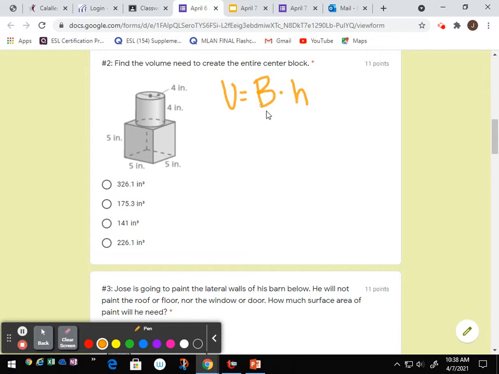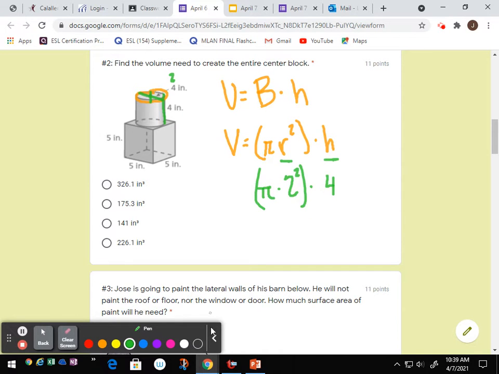Okay, so big B is the area of the base. We know the shape of our base of our cylinder is a circle, so we're going to replace big B with the area formula for a circle, which is pi radius squared. Okay, and we drop down the height. So, again, we need to know the radius and we need to know the height. We see that 4 is pointing to this line that goes from one side to the other side, so half of it is 2. So our radius is 2. Our height of just the cylinder is 4, so we'll drop down the 4 down here. Okay, so we have 2 squared. All right, so pi times 2 squared times 4.